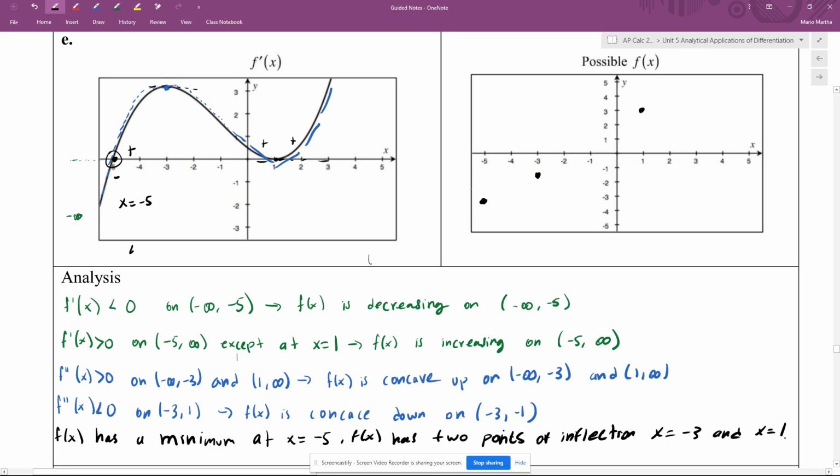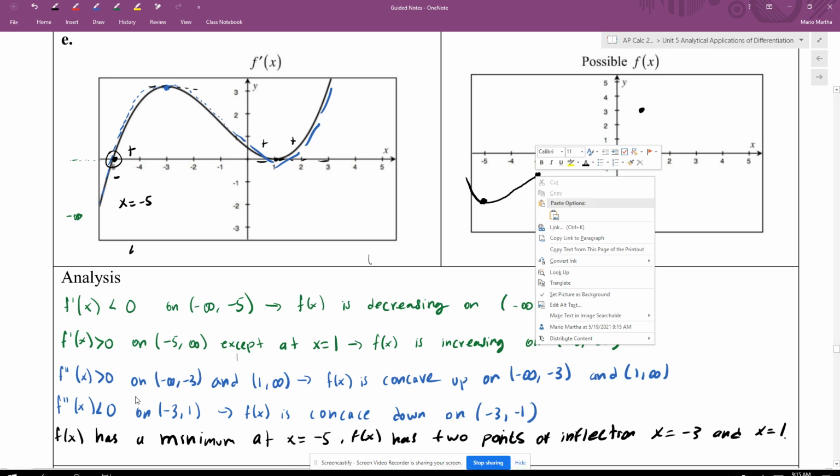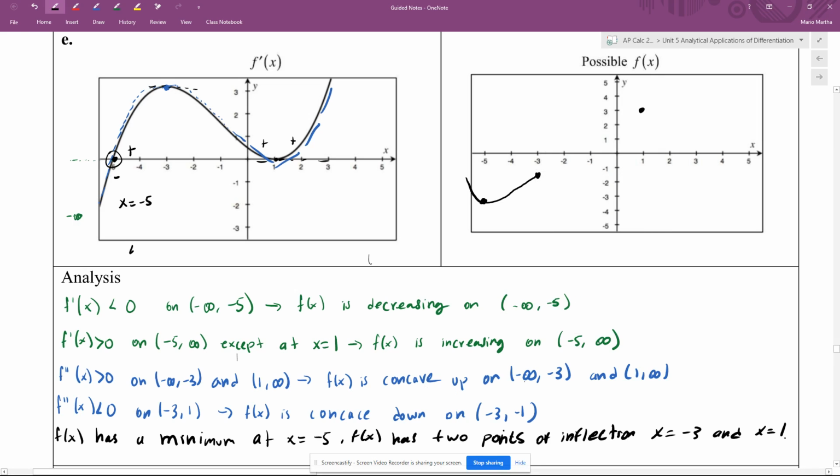Again, this graph has a minimum, so it might be coming down from negative infinity when it reaches -5. And then here, it changes, right? f double prime is concave up. It's concave up from negative infinity to -3. So that means we're going concave up here, and at 1 to positive infinity. So we actually change concavity when we reach -3, right? Because it is a point of inflection.